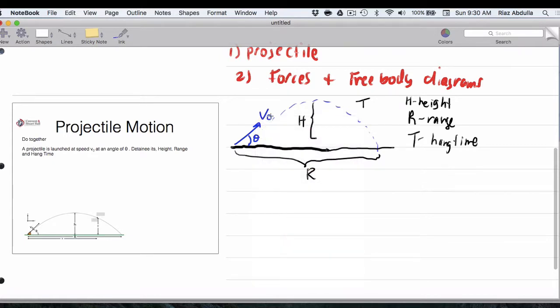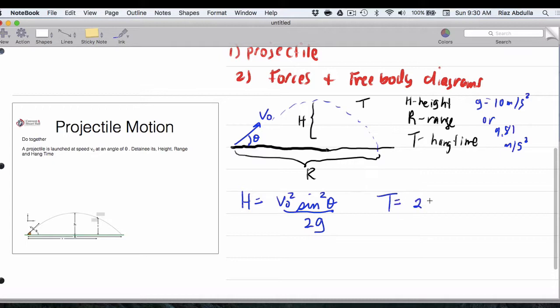Now, we went through a full derivation of these formulas. We're not going to make you do that on an exam, but the formulas we use. This is the formula for the height. And let's remember that g is going to be 10 meters per second squared when we're doing quizzes and tests, or 9.81 meters per second squared when we're doing labs. Now the time spent in the air, that's going to be the following.